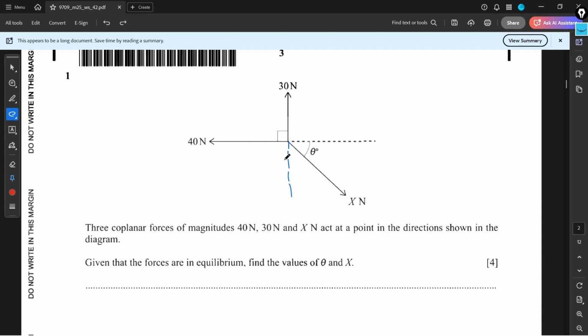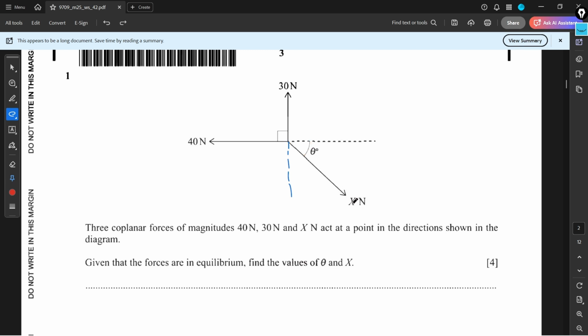The only thing you will need to do is, because the forces are in equilibrium, you can say that the upward force is equal to the downward force and the left force is equal to the right force. Over here, there is only one force which is not directly on the x-axis or the vertical axis, and therefore we'll need to resolve this force. Now, because we have the force of x newtons and theta over here.